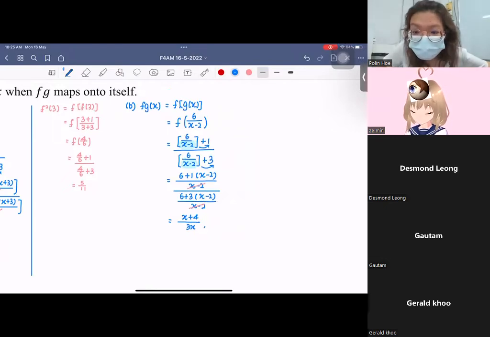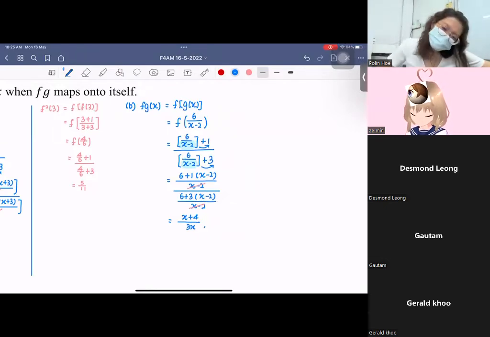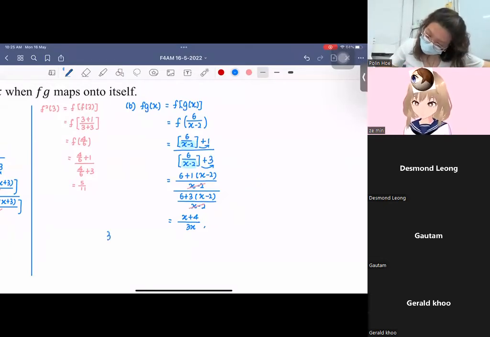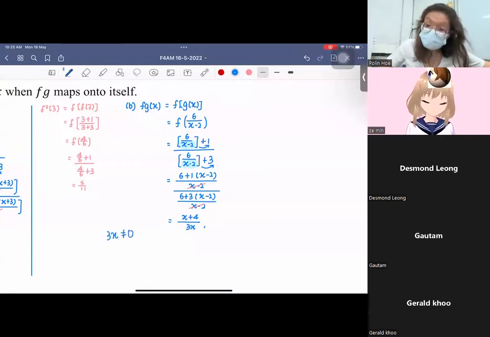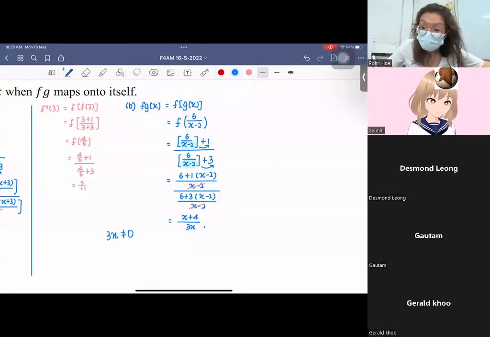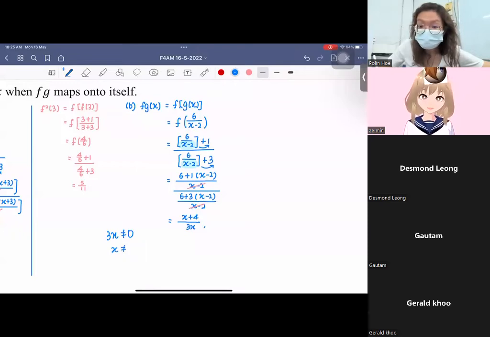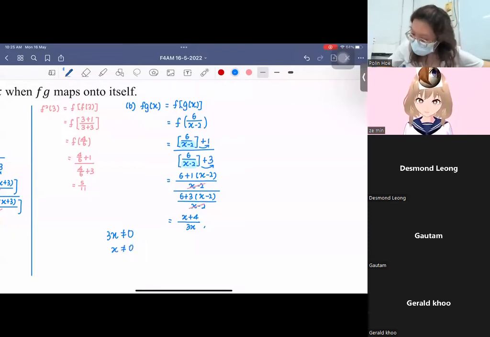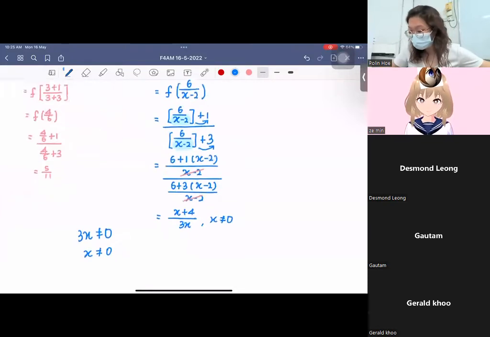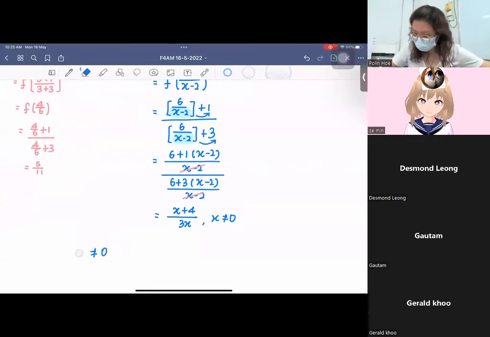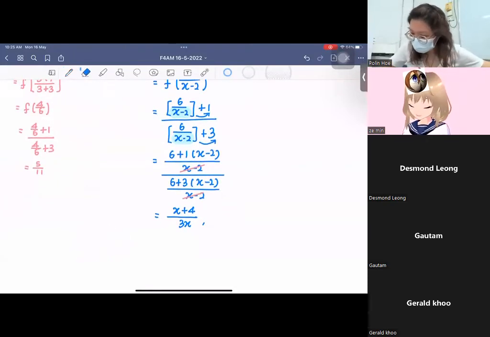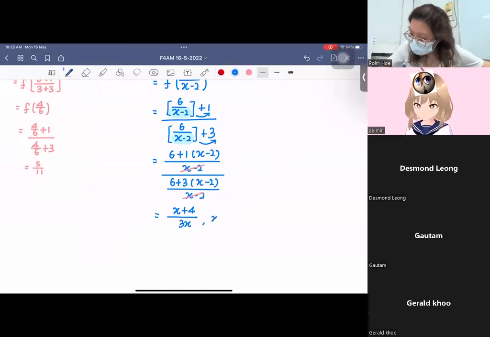x is not equal to 1 over 3. No, no, no. 3x is not equal to 0, so x is not equal to 0. x is not equal to 0. You have to remember to write this out.